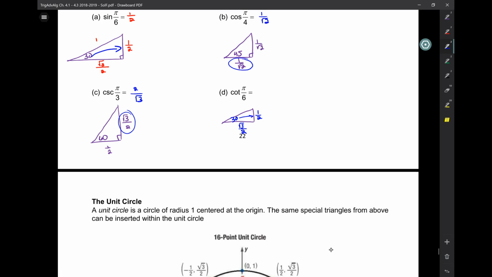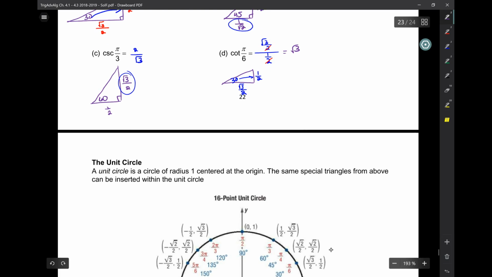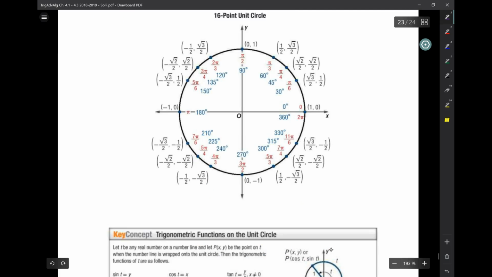So cotangent is adjacent over hypotenuse. Root 3 over 2 over 1/2. What happens to the 2's? They cancel, so we just end up with root 3. Okay?